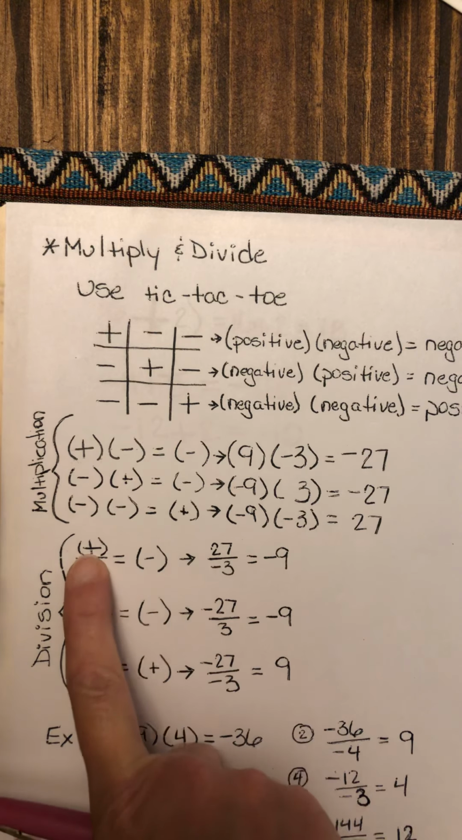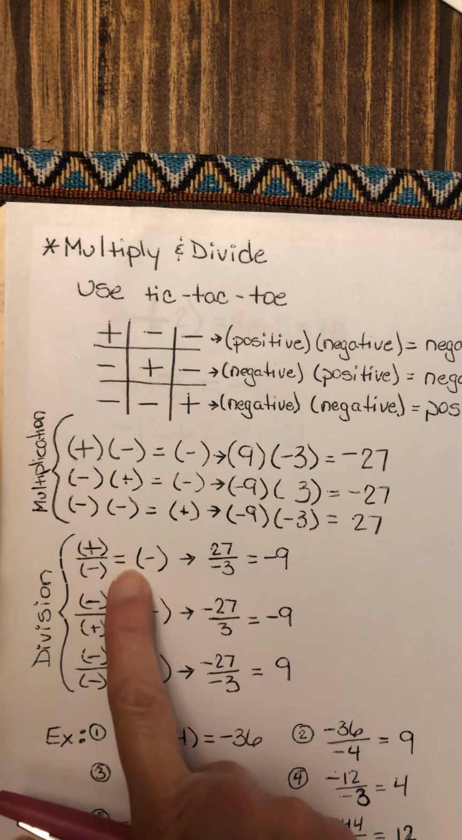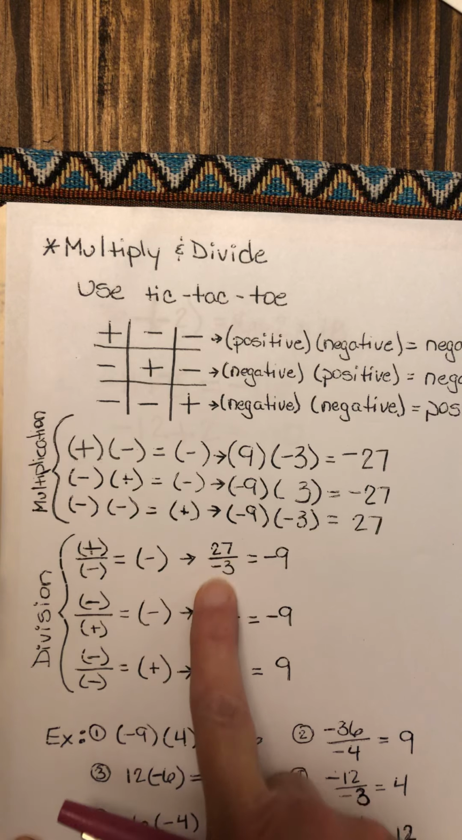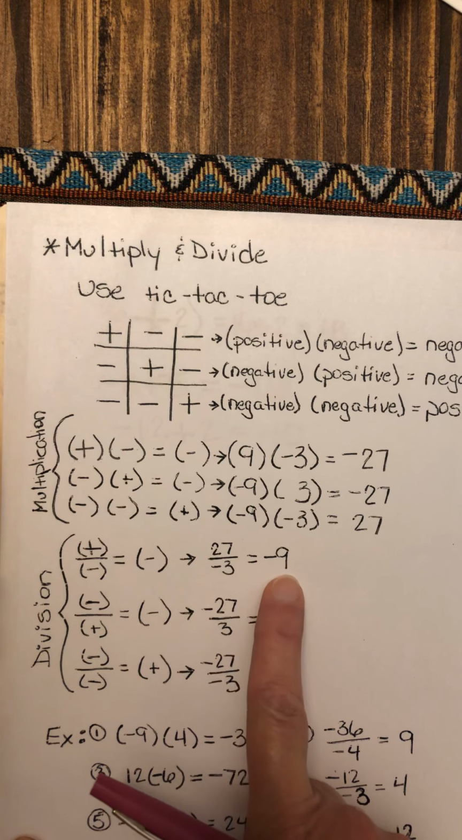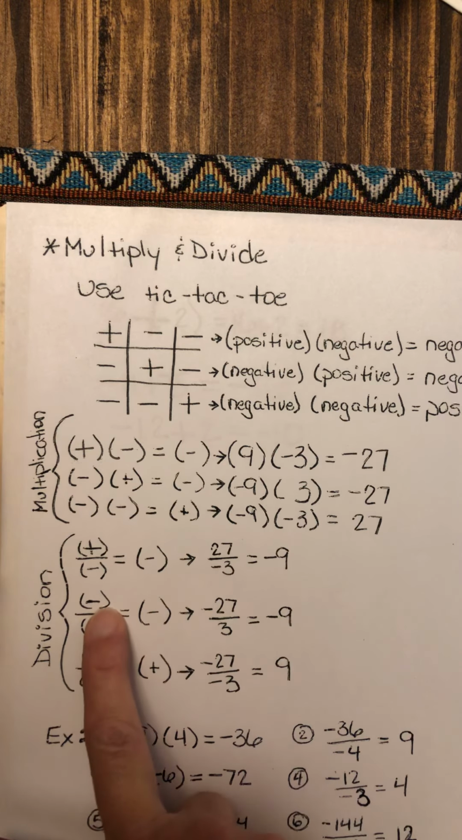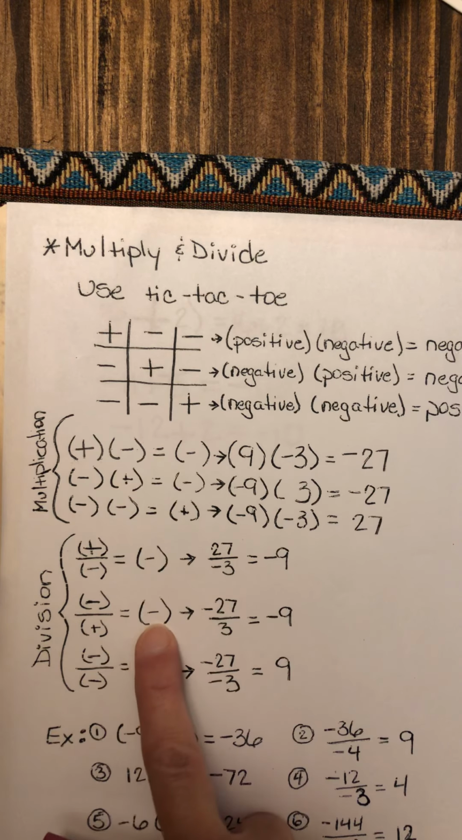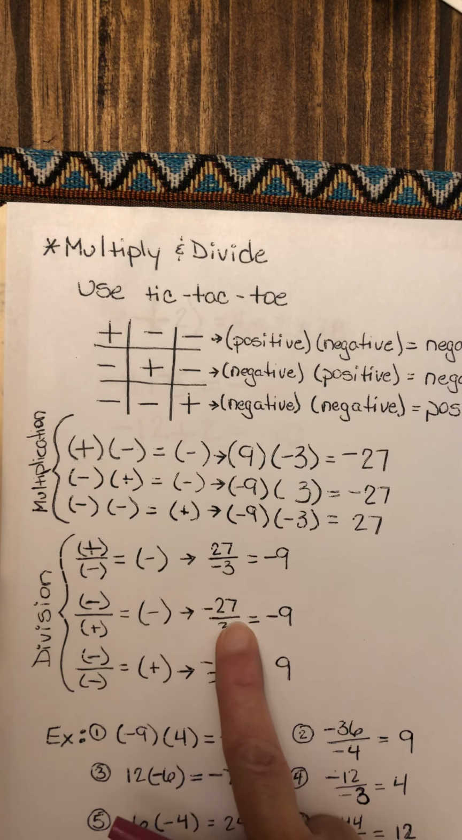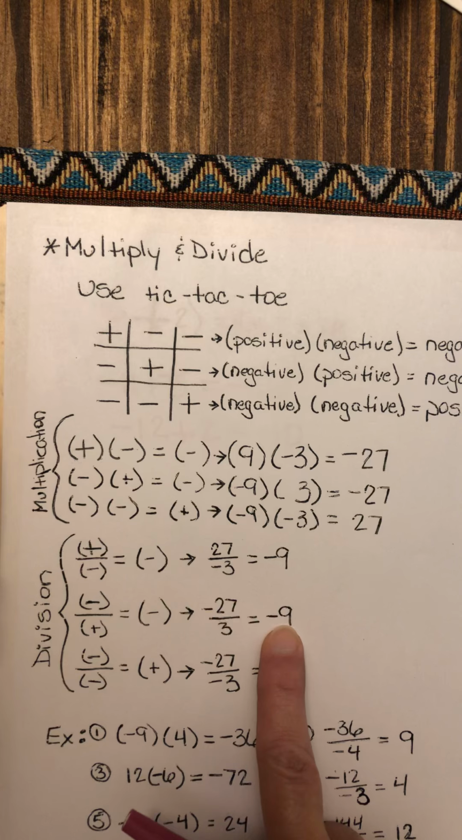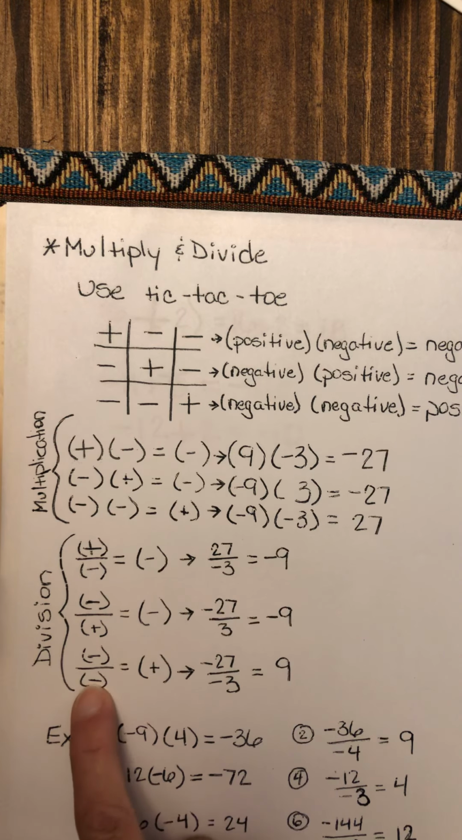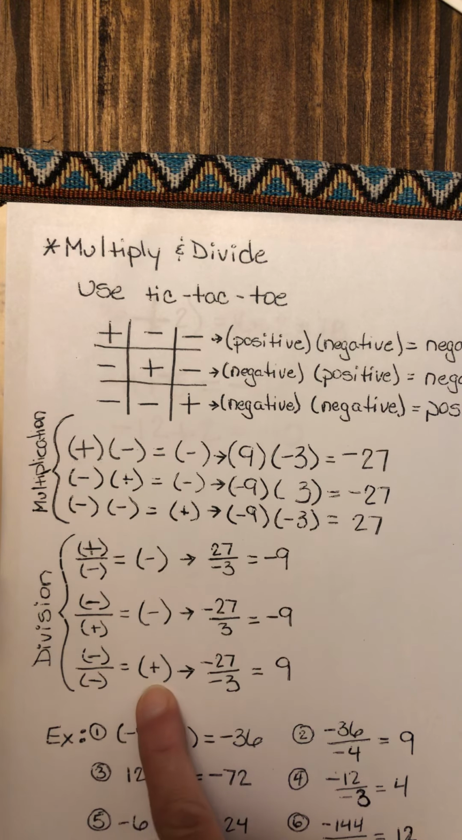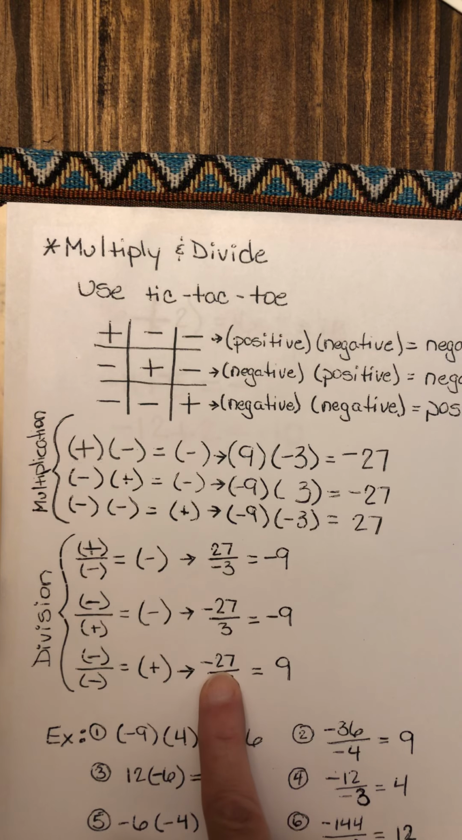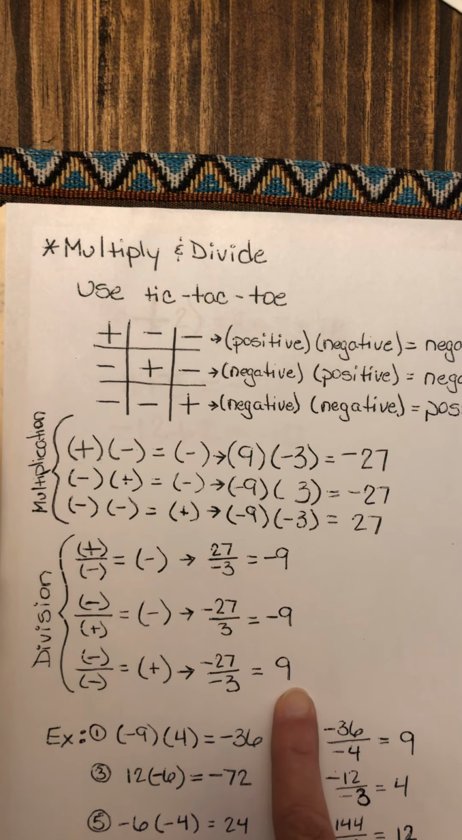Here's division. Positive divided by a negative equals a negative. 27 divided by negative 3 gives me negative 9. Negative divided by positive is negative. Negative 27 divided by 3 gives me negative 9. Negative divided by a negative gives me a positive. Negative 27 divided by negative 3 gives me positive 9.